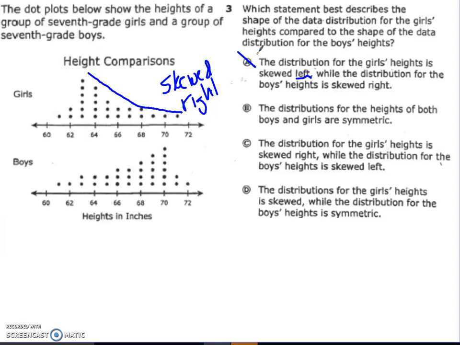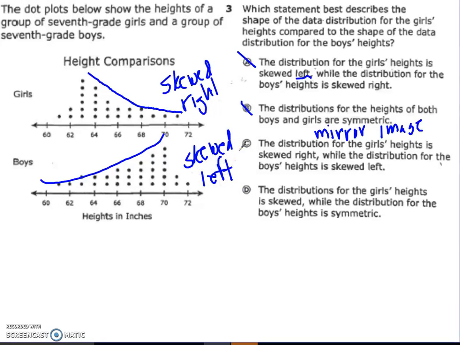B. The distribution for the heights of both boys and girls are symmetric. No, they're not a mirror image, and they cannot be folded upon each other. C. The distribution for the girls' height is skewed right. Yes, that's true. While the distribution for the boys' height is skewed left. Yes, this is skewed left. So we're looking at C.